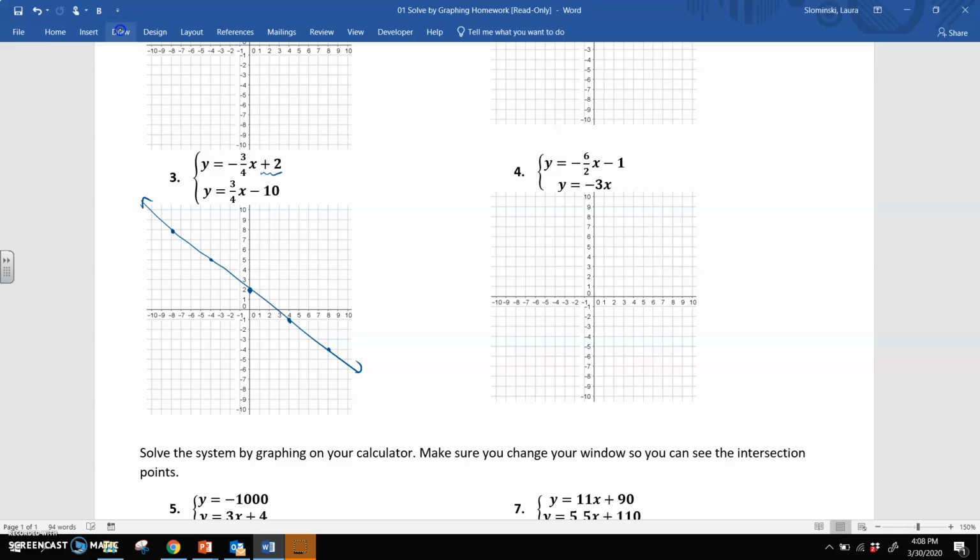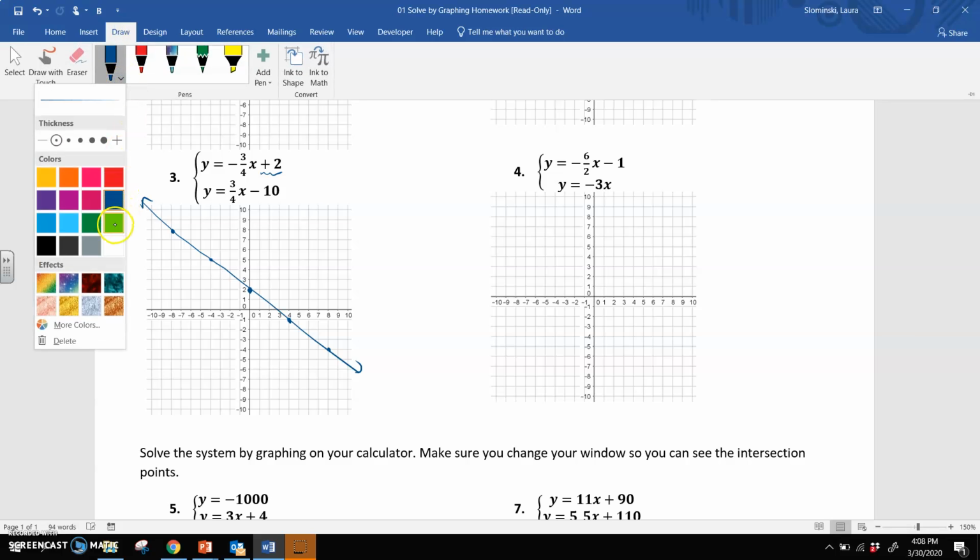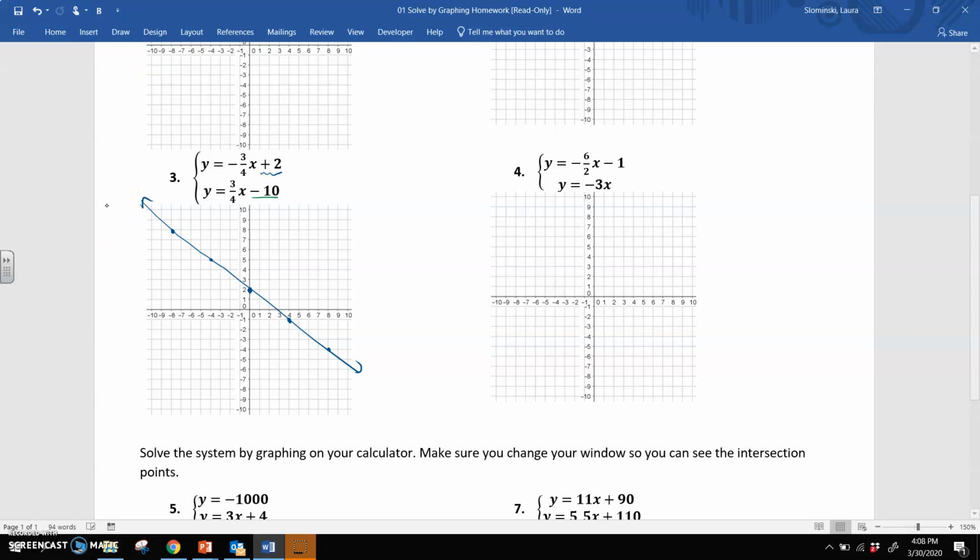For my other equation, I'm going to switch to green, and in this one, my y-intercept is at negative 10, and my slope is positive 3/4. So I run 3, or rise 3, sorry, run 4, rise 3, run 4. When I do that, it looks as though my point is at 8, negative 4.